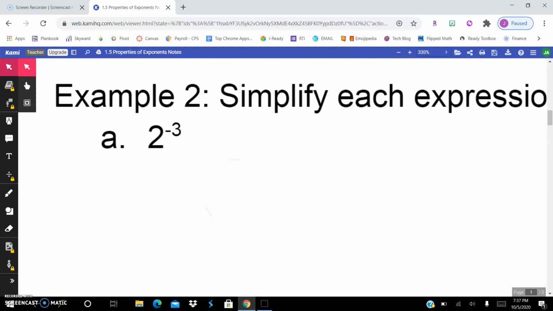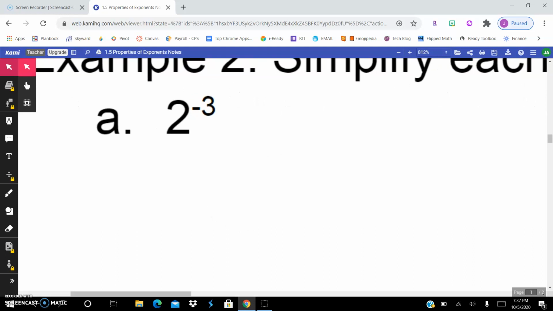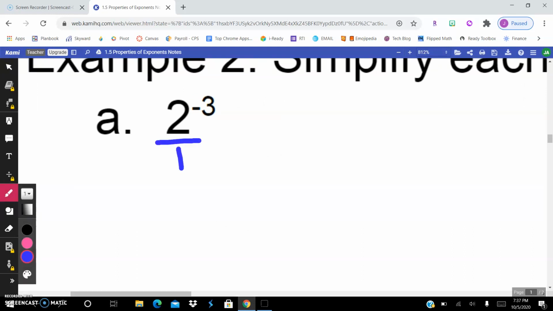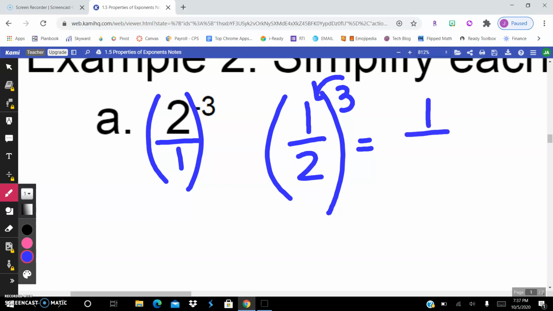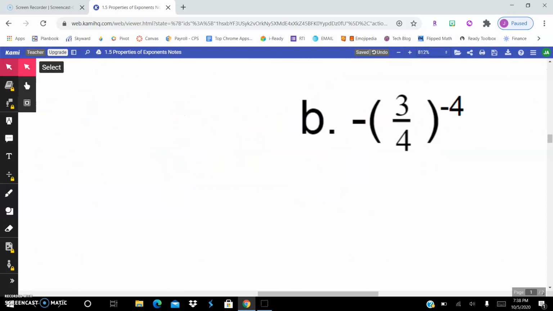So a couple of examples here. We're going to have to simplify 2 to the -3rd power. So make that a fraction. Then you have to flip it, and once you flip it, the exponent becomes positive. And then distribute that 3. So you have 1 to the 3rd power, which is 1, and 2 to the 3rd power, which is 8. So your final answer of 2 to the -3rd is equal to 1/8.